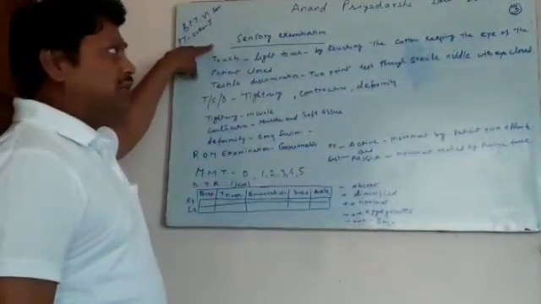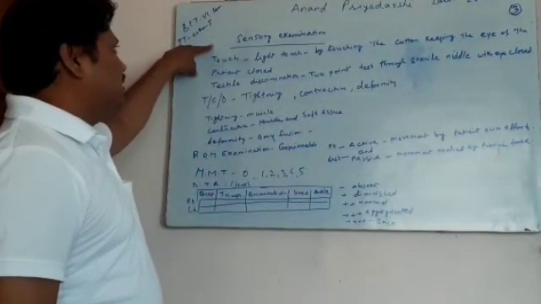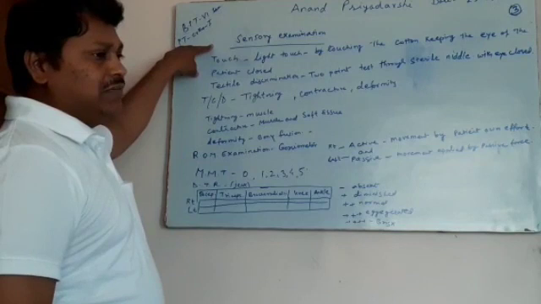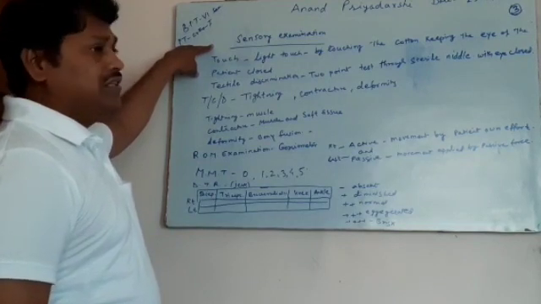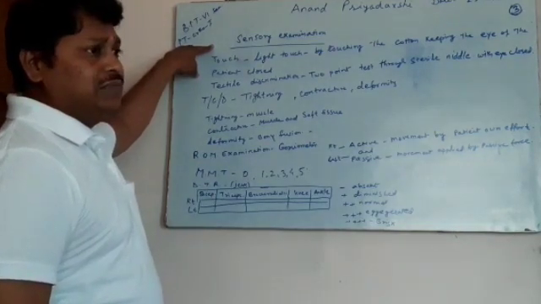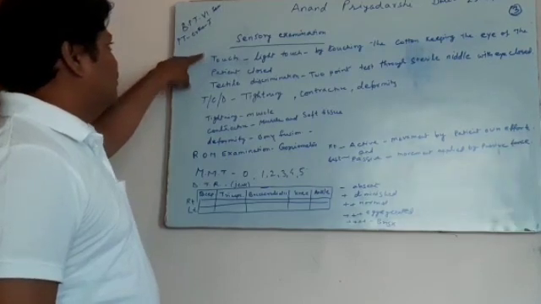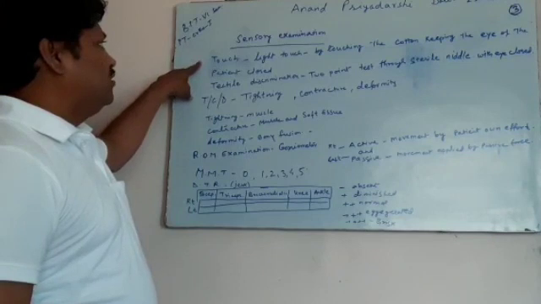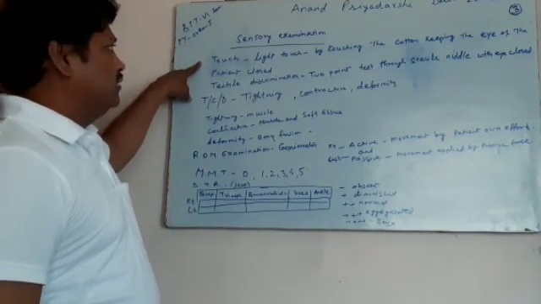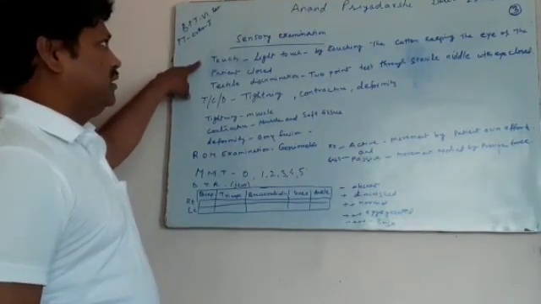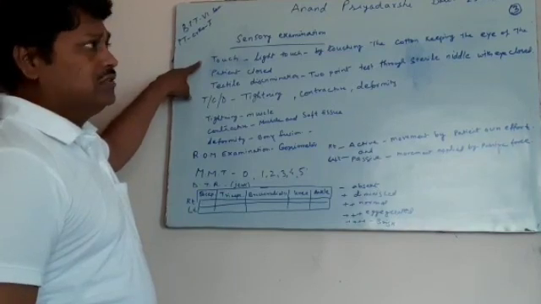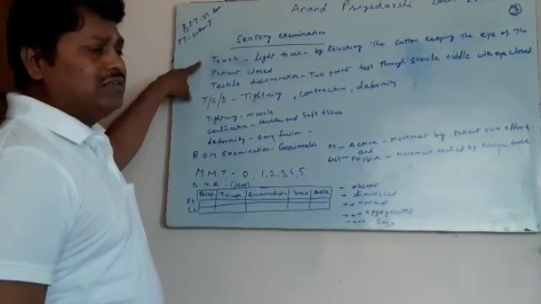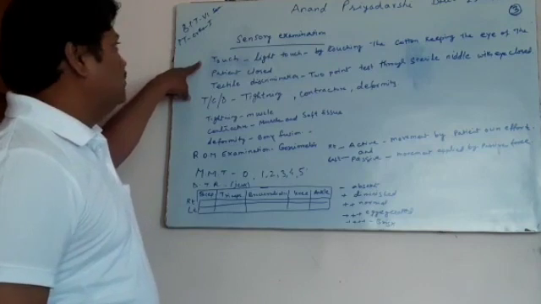Now, sensory examination. In sensory examination, we examine whether the sensation is intact, diminished, or absent. This can be done by touching with a light object or cotton ball, keeping the patient's eyes closed, and then we ask about the touch.